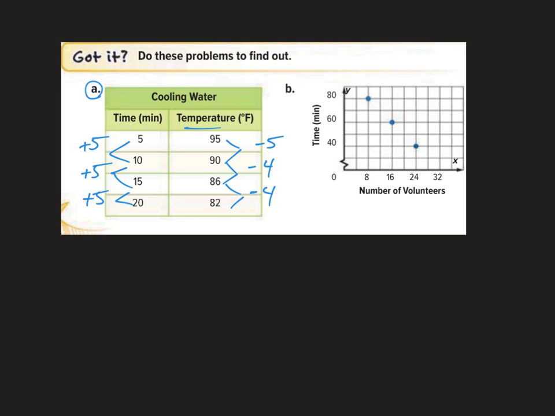So although we've got a constant rate of change in the left-hand column in time, we do not have a constant rate of change in the right. So this example is nonlinear.